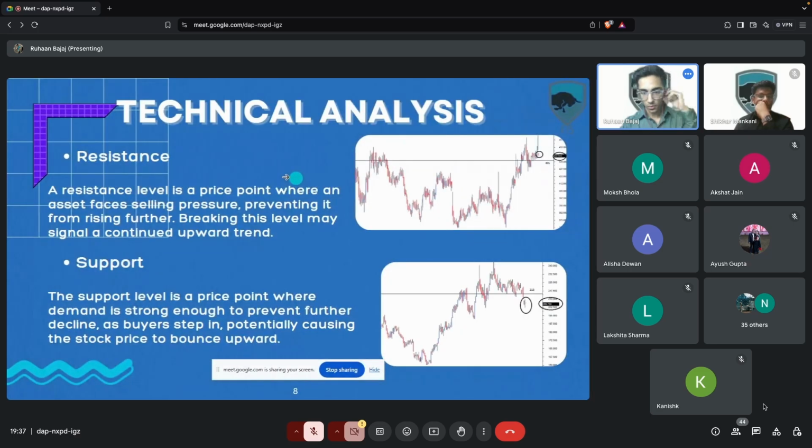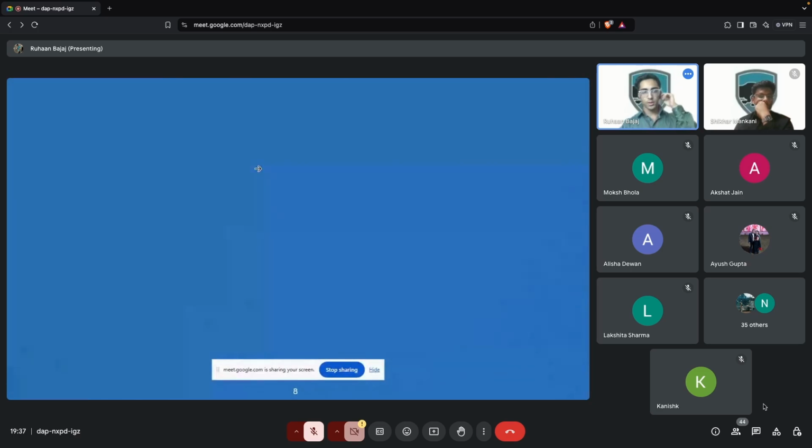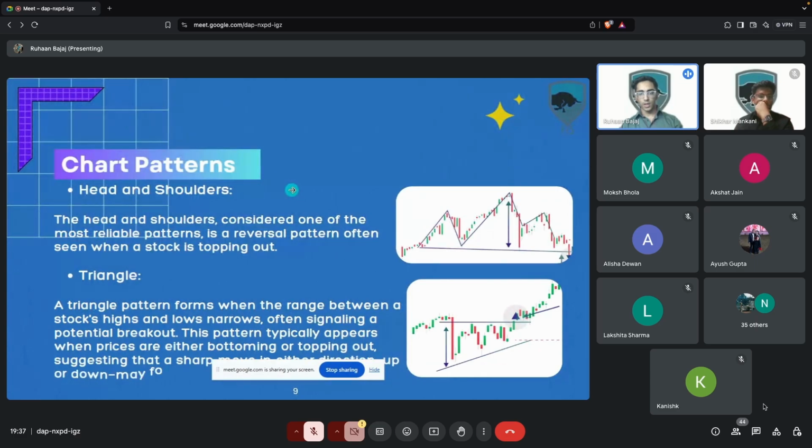So I guess supports and resistance is done. We'll move on to the next: chart patterns. Chart patterns are just the movement of the candlesticks. There's always a psychology behind the formation of chart patterns. It would be a bit complex to tell you the psychology behind it, so right now we'll just go with what the chart patterns look like.